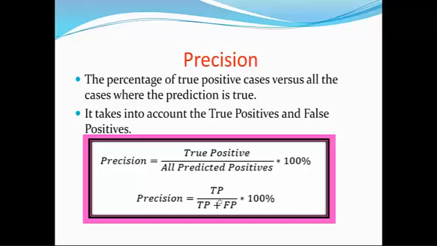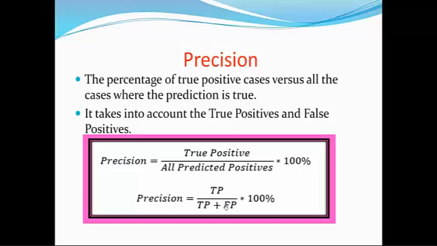So TP by TP plus FP. When the prediction is telling true, that means the device is predicting yes. So we have to count only those cases. So true positive by true positive plus false positive. False positive means the device is predicting yes, but the reality is no, means the reality is something different. So in that case it is false.